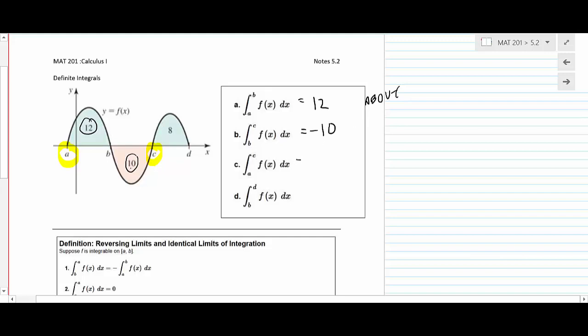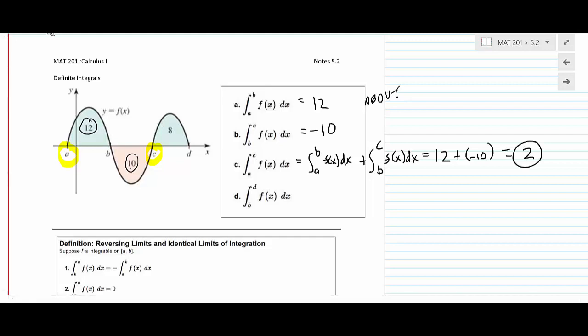See, what you're really doing is you're doing this. I do want you to write this down like this. You're going to go from A to B of f of x dx, then you're going to go from B to C of f of x dx. That's what you're really doing on that, is you're looking at two regions. The first one is 12, the second one is -10, so that net area would be +2. You have a little bit more area above the x-axis than you do the bottom. Okay, so that's the idea.